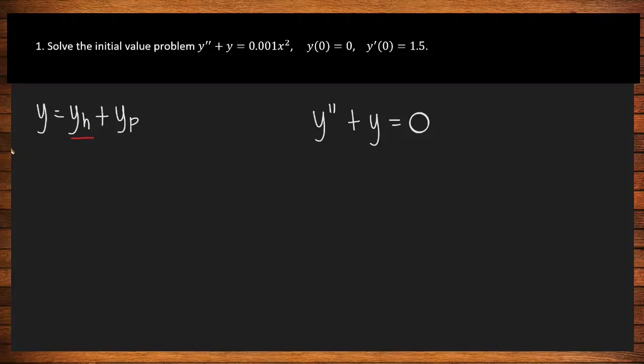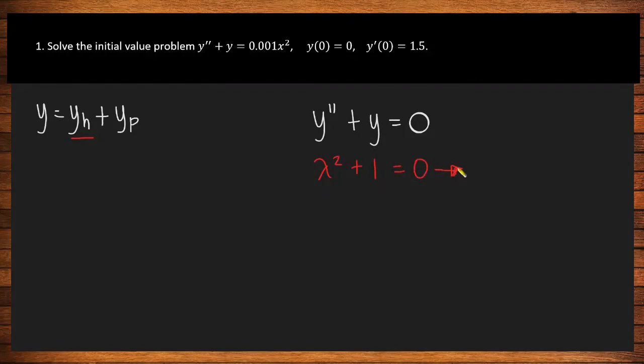So in order to obtain the general solution of this homogeneous equation, babalik lang tayo doon sa previous method na diniscuss natin on our previous video. First, kukunin muna natin yung auxiliary equation natin. So that will be lambda squared plus 1 equal to 0.